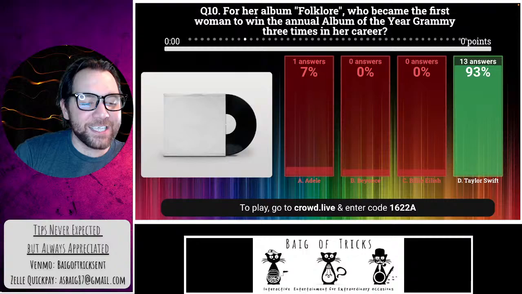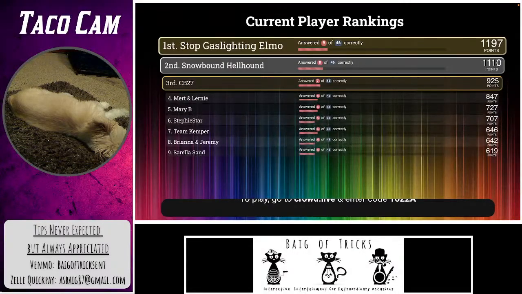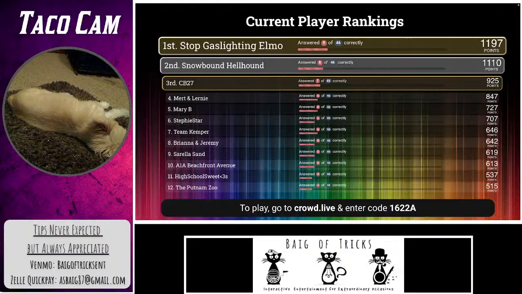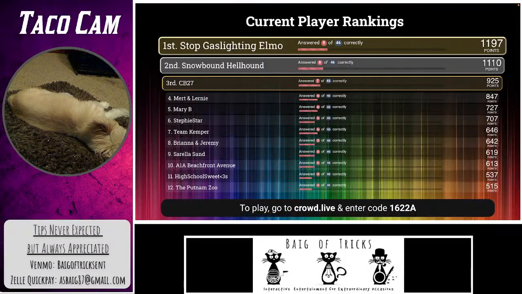That's question 10, which means it's time for a standings update. Let's take a look at the board. Currently in first place is Stop Gaslighting Elmo, just 87 points ahead of Snowbound Hellhound. CB27 is in third. Everybody else can take a look, see where you're at. I'm not going to read them all off every time, but they will be scrolling through. So see where you're at. We'll get started with the next set of questions here in just a moment.